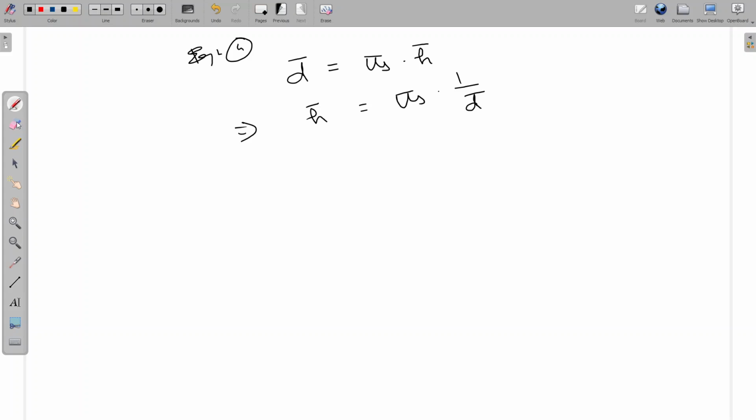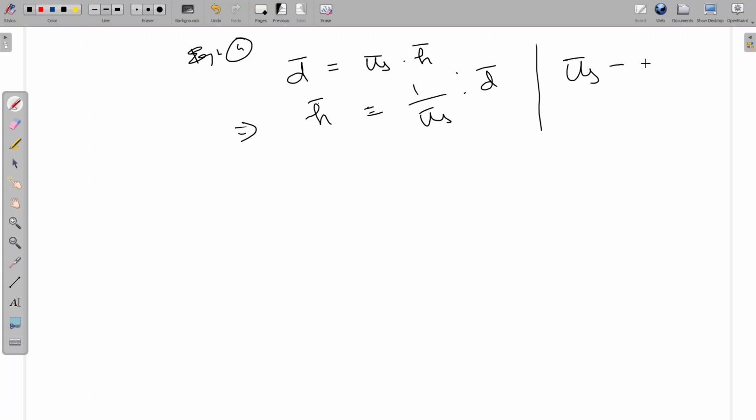This is not correct. I have wrongly written here. It should be reverse, no? It is H bar is equal to 1 upon Us bar into something. Now see what this is. This is the average space mean speed.